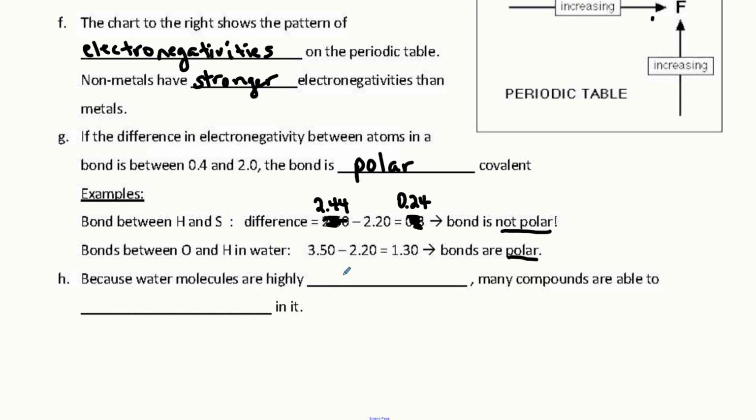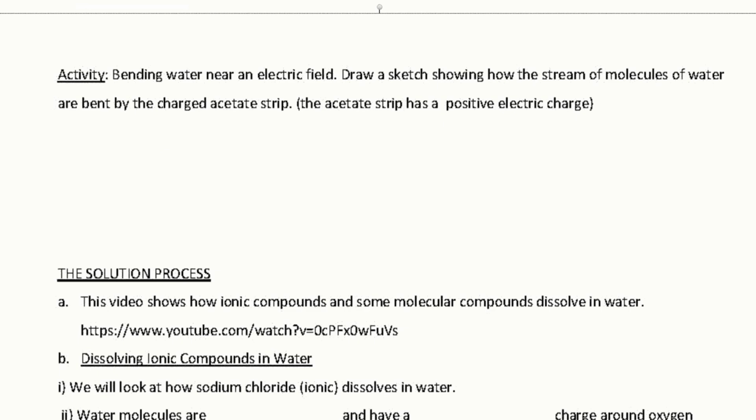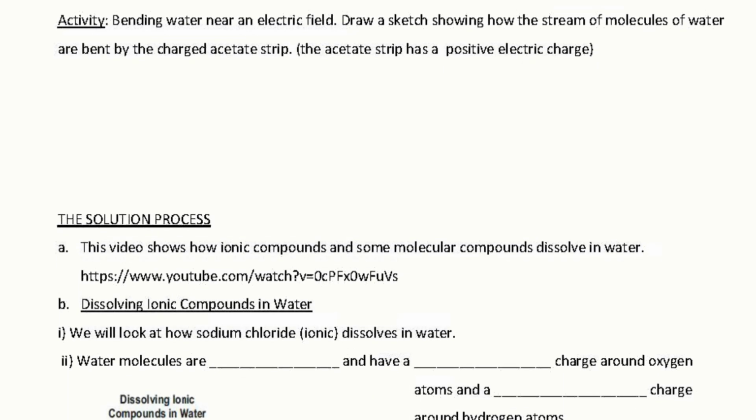Because water molecules are considered to be highly polar, and the reason they're highly polar is because oxygen is one of the most electronegative atoms on the periodic table. That highly polar characteristic causes them to make excellent solvents, which means many compounds are able to dissolve in it. So why would that be? Let's take a look at why that would have any influence on whether something can dissolve.